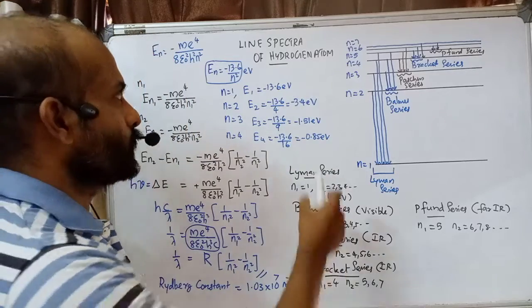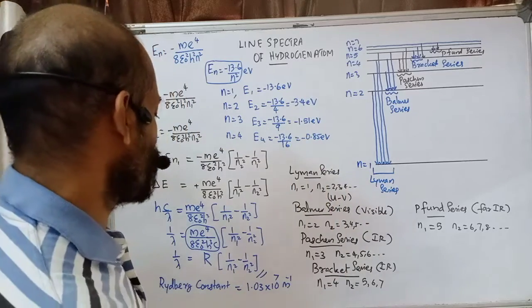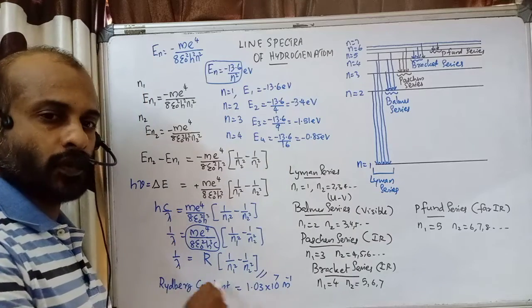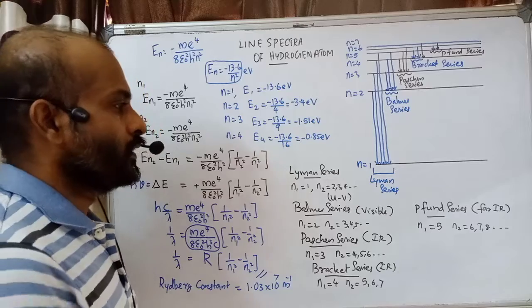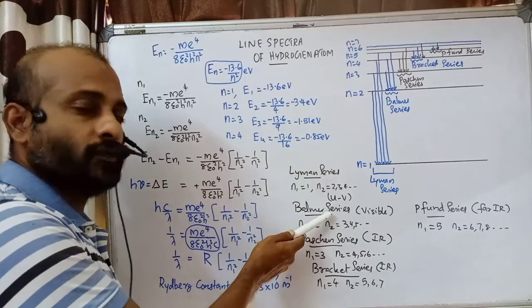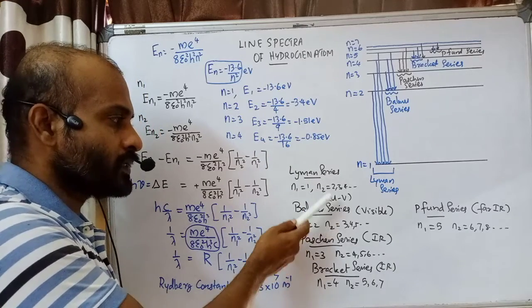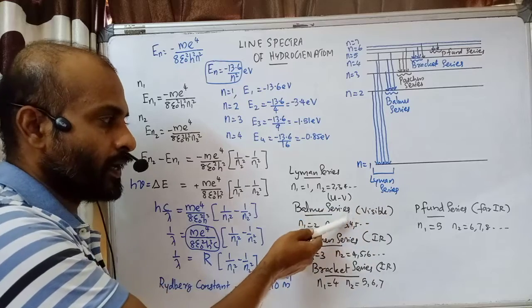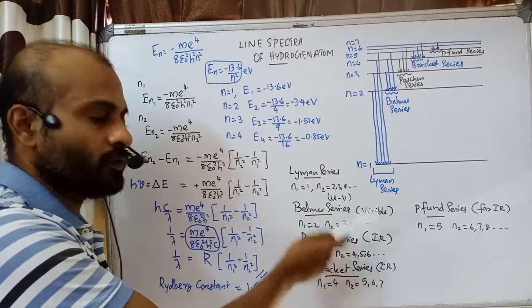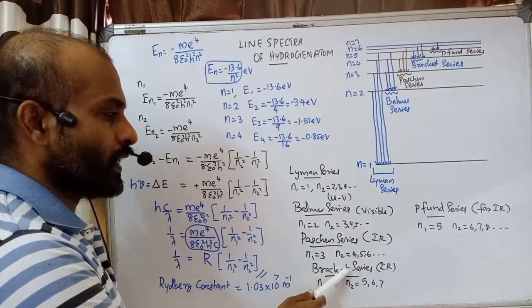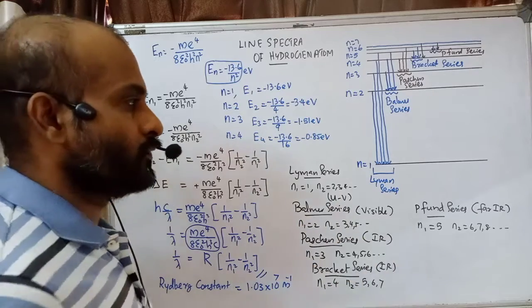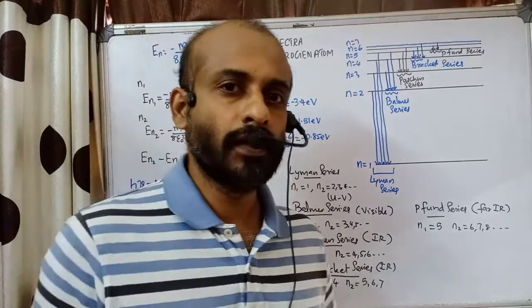So we have seen the spectral series of the line spectra of the hydrogen atom, and this is the famous equation called the Rydberg formula. Which spectral series lies in the visible region? Only the Balmer series. So this is the only one visible to the naked eye, and the other series are not visible. The Lyman series is in the UV region, Paschen and Brackett in the infrared, and Pfund in the far infrared region.